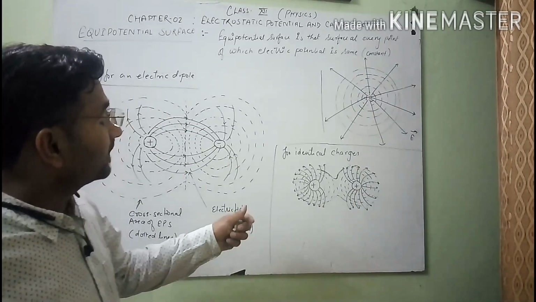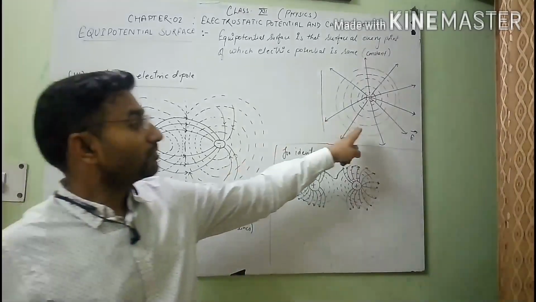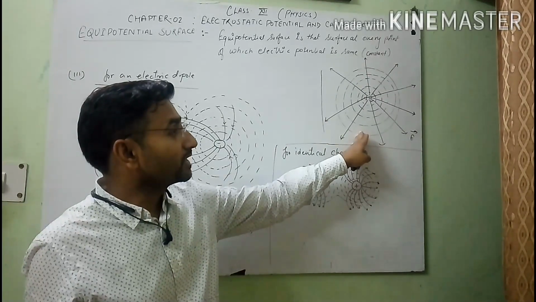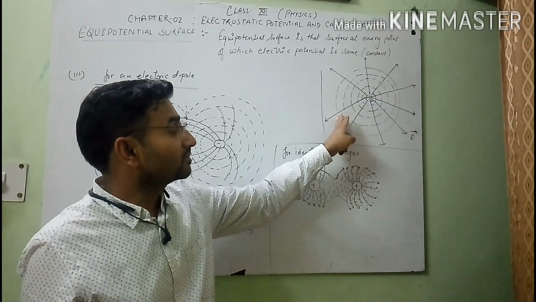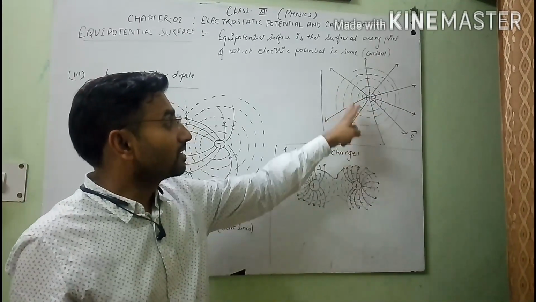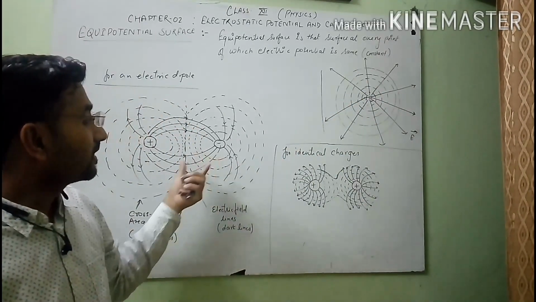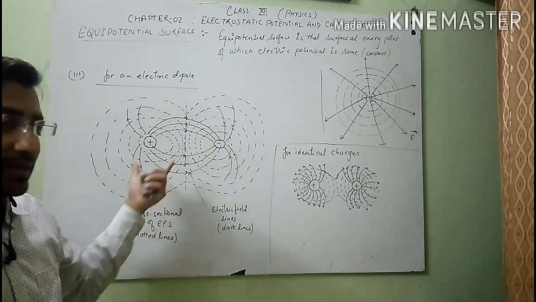So here we discussed four types of equipotential surfaces. First of all, the first diagram is for a point charge, where we take a single charge and draw the equipotential surface around it. Then after that we talk about the equipotential surface for a uniform electric field region.